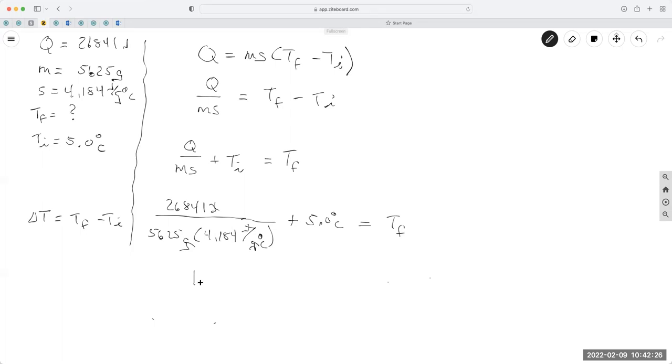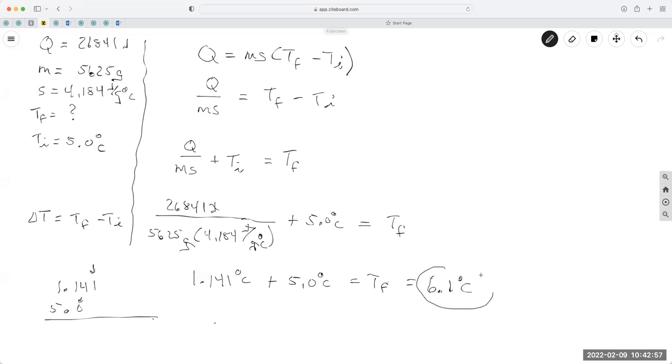So this is 1.141 degrees C plus 5.0 degrees C. Now, when I add these together, I'm going to do it vertically so you can see it better. The 1.141, that one is my last sig fig. 5.0, the zero is my last sig fig. So this is going to be 6.1. So remember when we add and subtract, it did go to two sig figs.